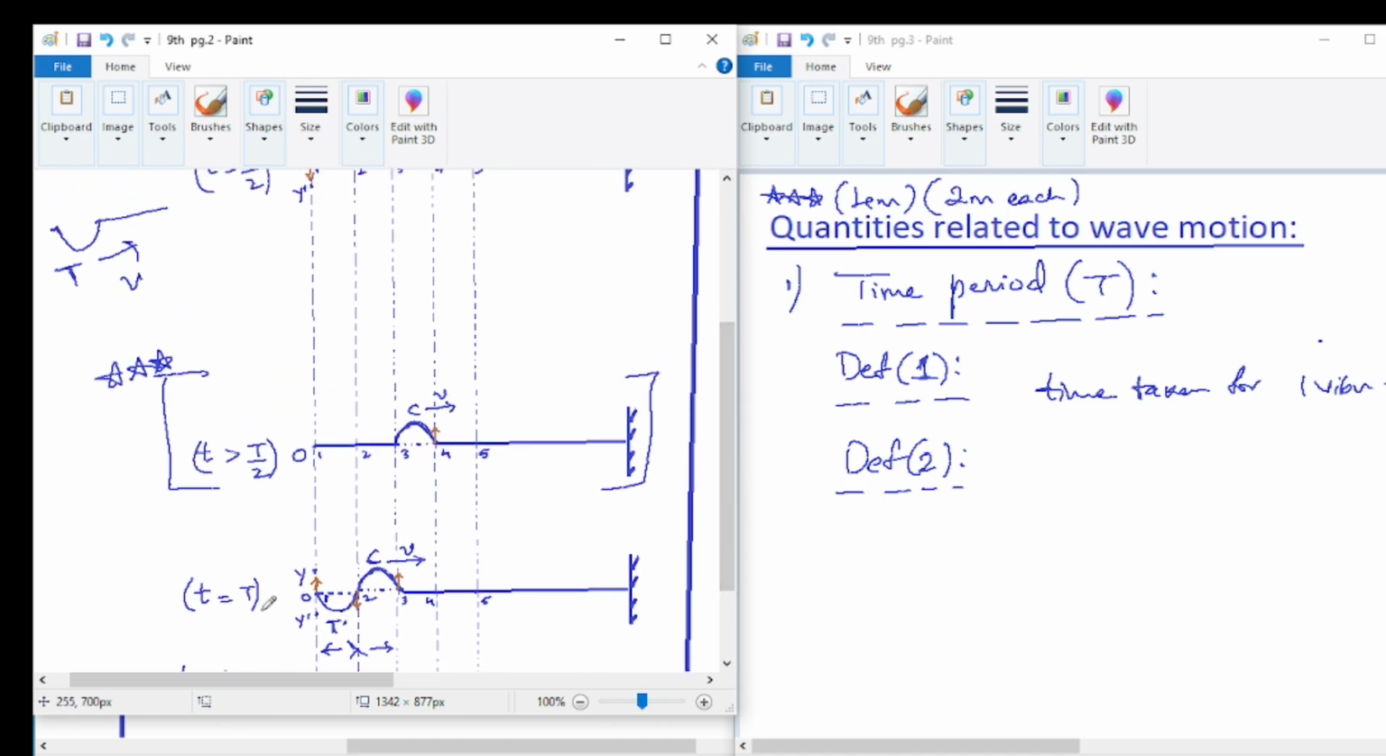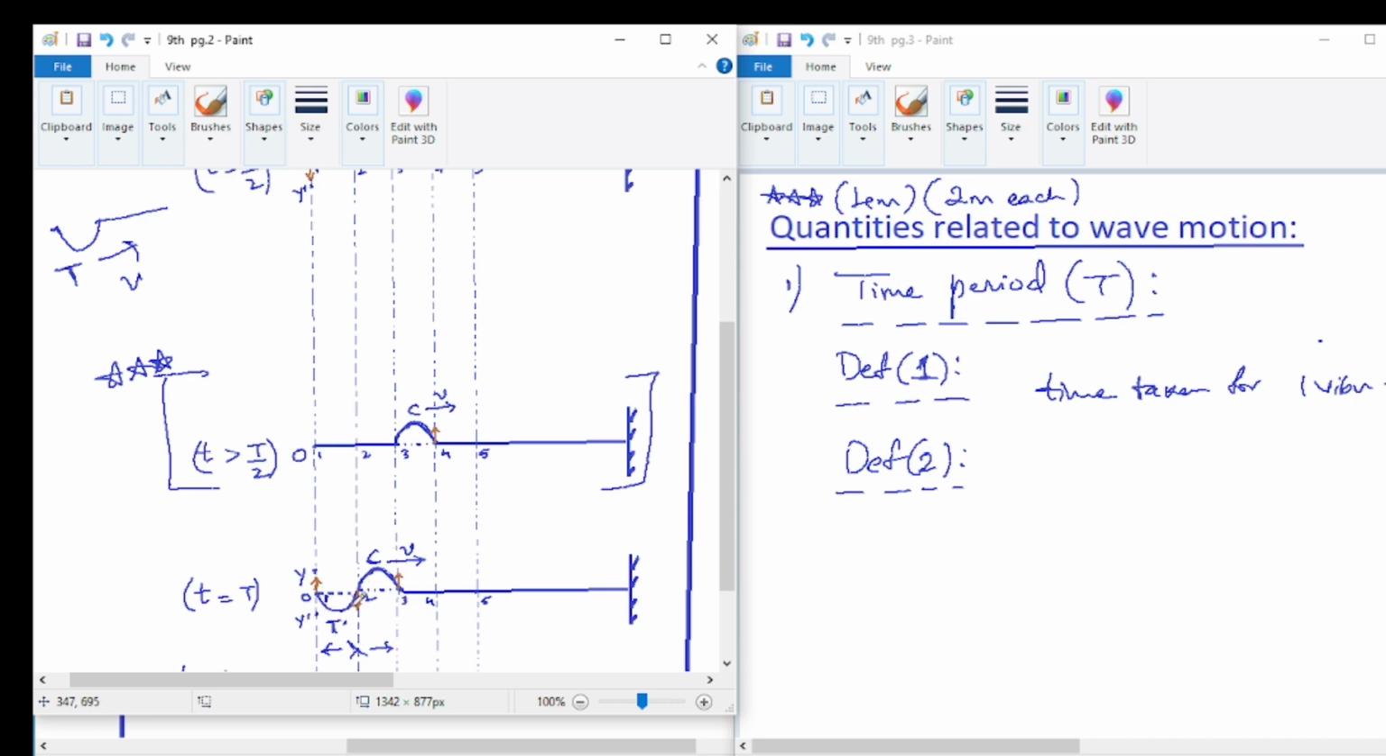So after one full time period, when particle 1 has completed one full vibration, that is, the upper half of the vibration is completed in the first half time period T by 2, and in the next half time period T by 2, the lower half of the vibration is also completed for particle 1, then we have seen that one full wave gets formed.